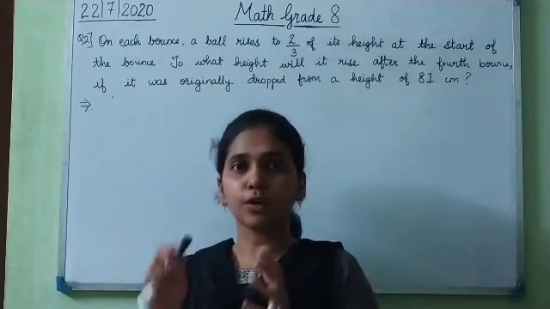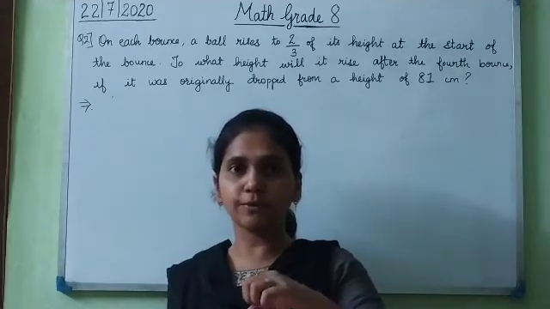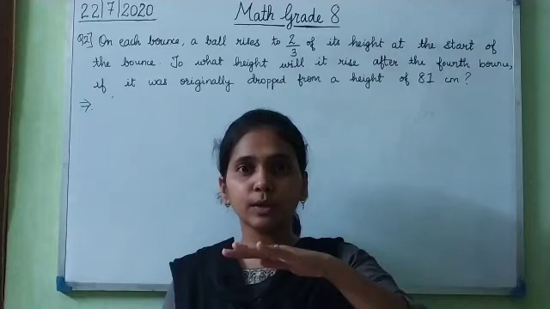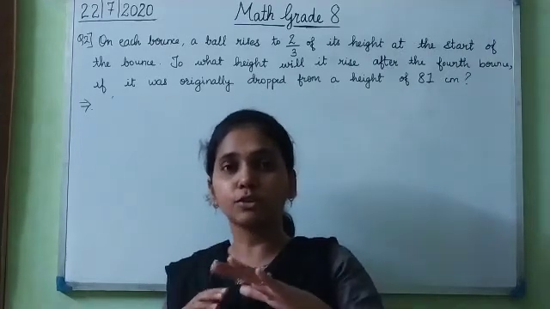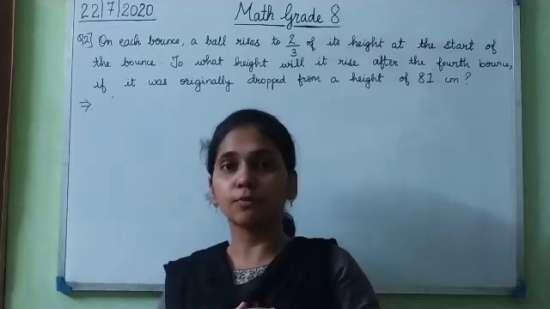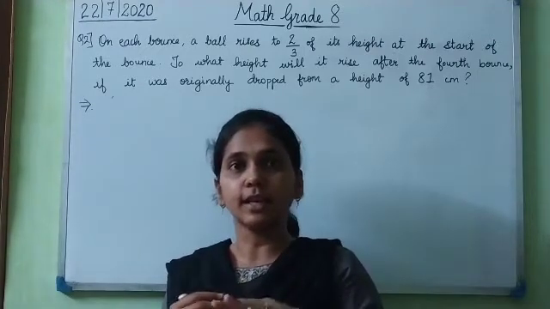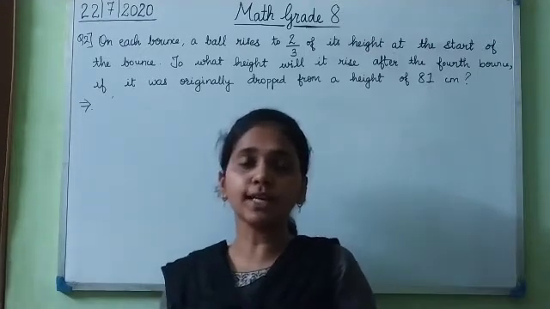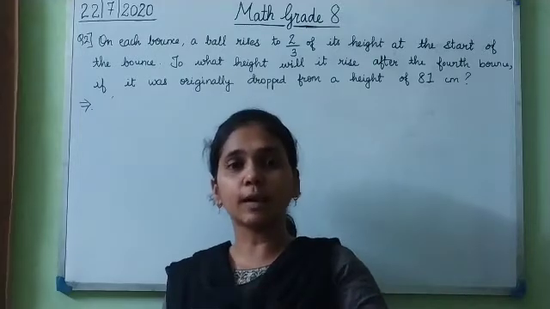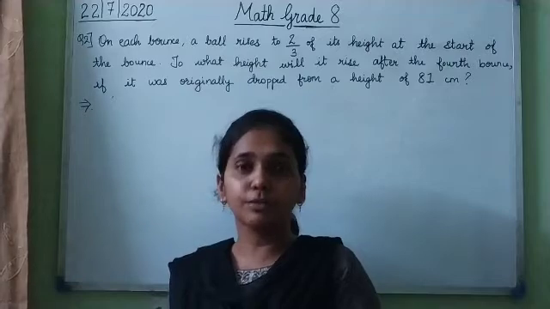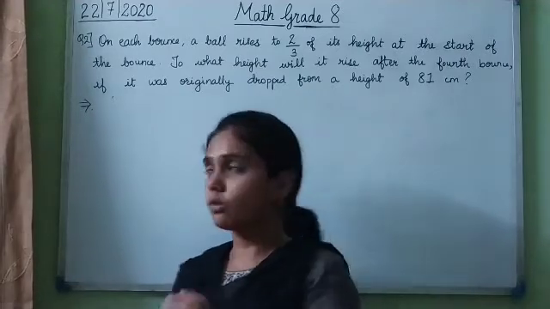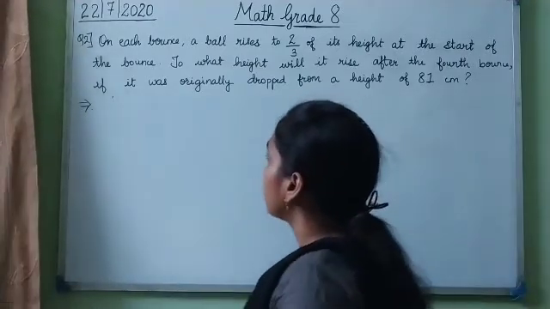Okay. That means if I drop a ball from a certain height the first time, it will bounce and come back to a height which is 2/3 part of its first height. Then again if it bounces, it will come to a height which is 2 by 3 of its just previous height. Okay. So let's see how to solve this sum.